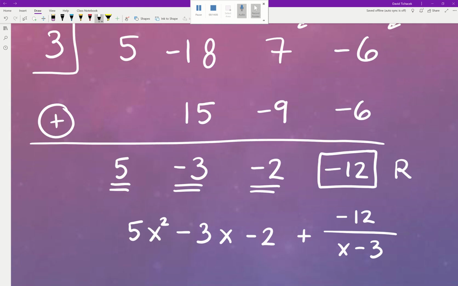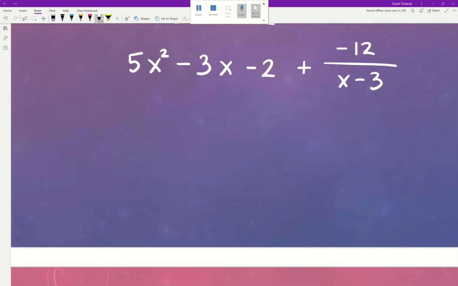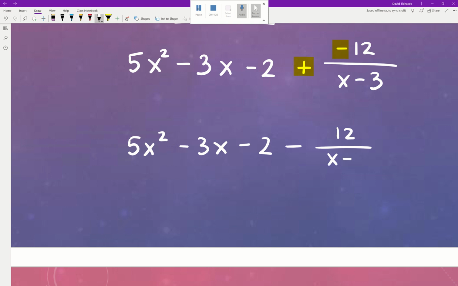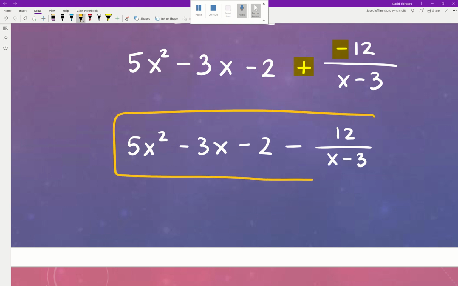Okay, so that is one version of our final answer, but one quick thing that we can do to clean this up a little bit is, since we are adding on a negative, we can change that operation to minus. So a final result, simplifying that as much as possible, would be 5x squared minus 3x minus 2 minus the rational expression 12 over x minus 3. Okay, and that represents our final result right there.